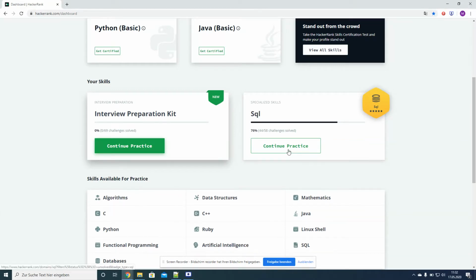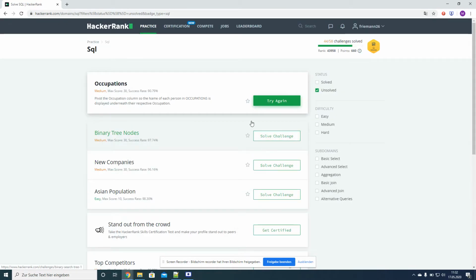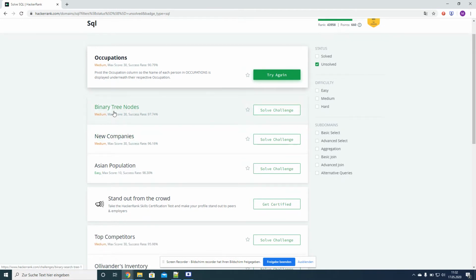Let's solve the problem. Here you can see how to solve an SQL problem from beginning to end. So we have binary tree nodes. Solve challenge.